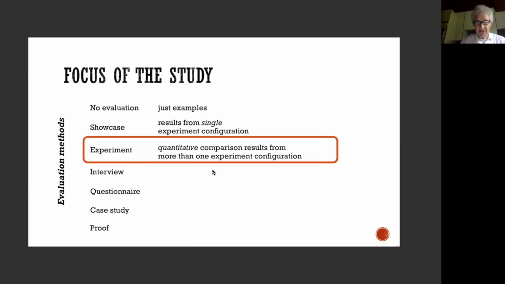Over 65% of the evaluation methods are experiments. Now, with experiment, we don't mean per se a controlled experiment, which is a systematic method that is precisely described in the literature. We are taking a somewhat looser interpretation of experiment, and we look at those papers that do a quantitative comparison of the results of a new approach using an experiment configuration. So they compare their new approach with an existing approach using a quantitative method.